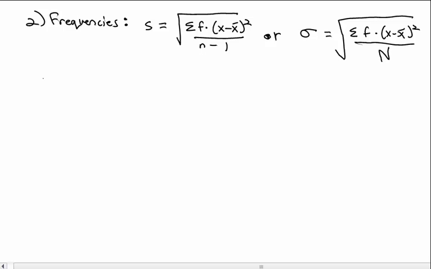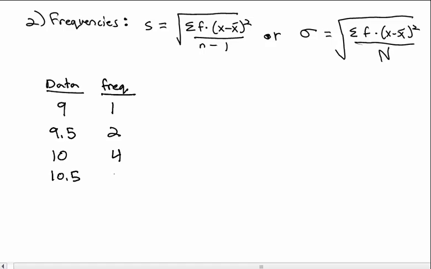So let's do an example. Let's list some data and some frequencies. Let's say 9 showed up once, 9.5 showed up twice, 10 showed up 4 times, 10.5 showed up 4 times, 11 showed up 6 times, and 11.5 showed up 3 times.